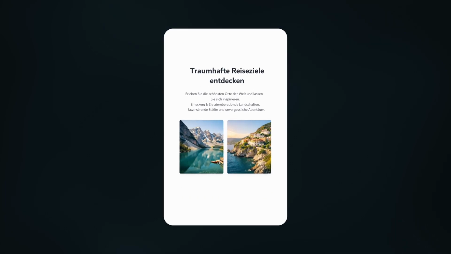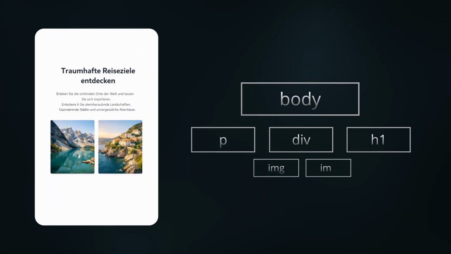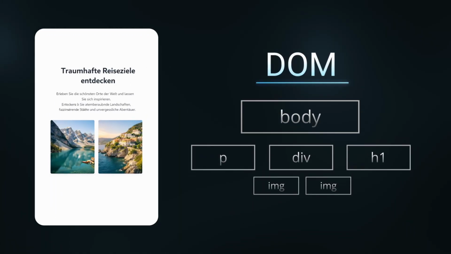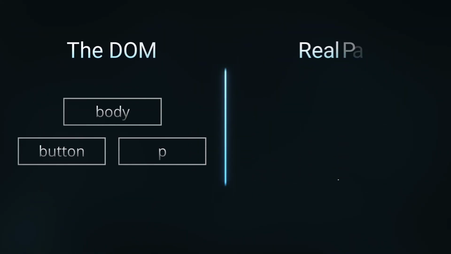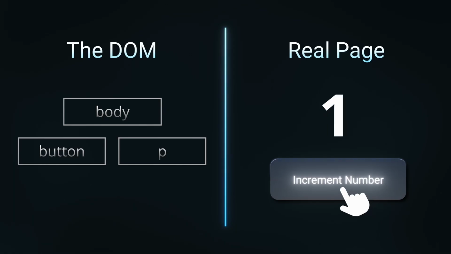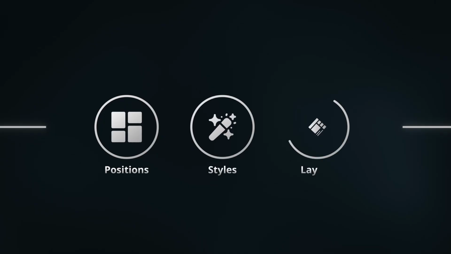On a normal website, there is a representation of your entire page called the DOM, the Document Object Model. It's a tree that describes the whole structure of your page. When something updates, like when a user clicks a button, the browser may need to recalculate large parts of that tree. So positions, styles, layouts, all of it.